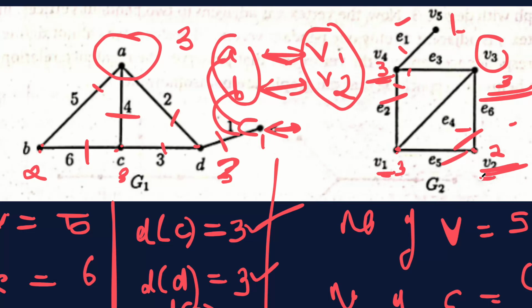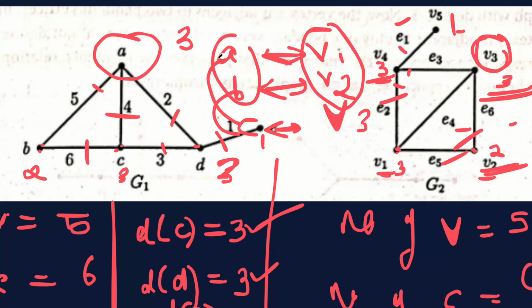Now what is the vertex which is connected to both of these? V1 is connected to V4, V3 and V2. V2 is connected to V3 and V4. Common is what? V3. So I can say C can be V3 because its degree is also 3. Here C's degree is also 3. Here also V3's degree is also 3.